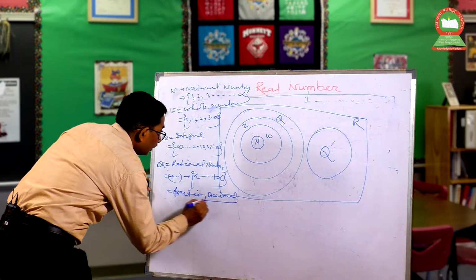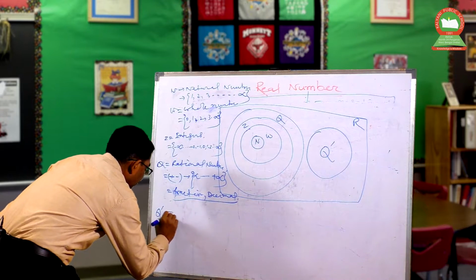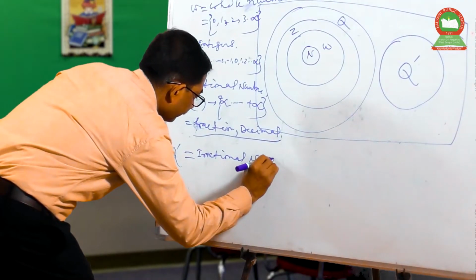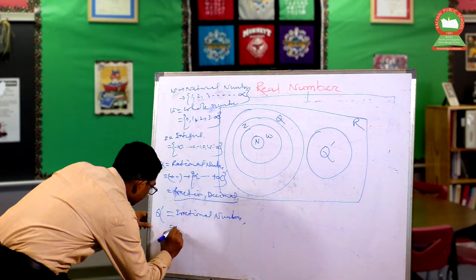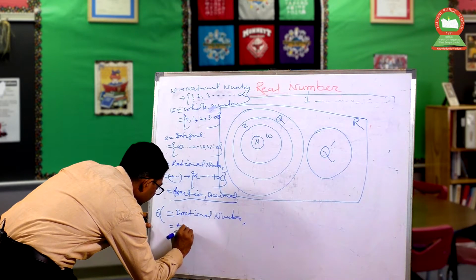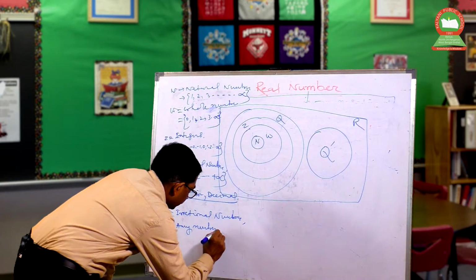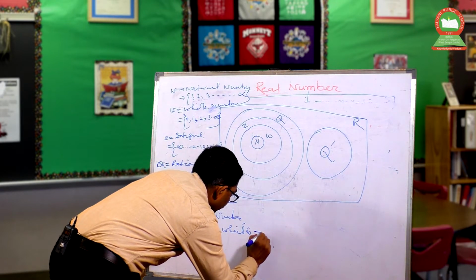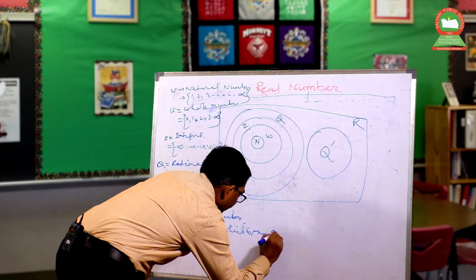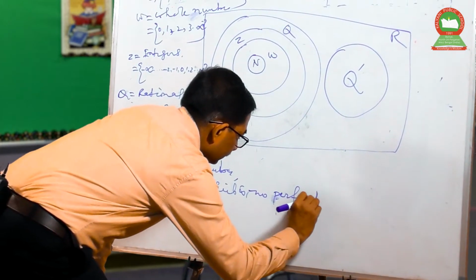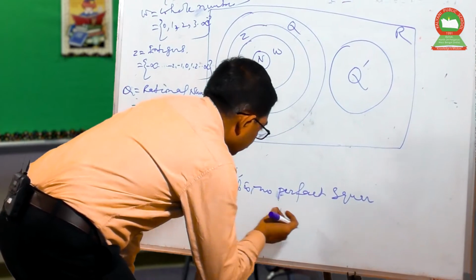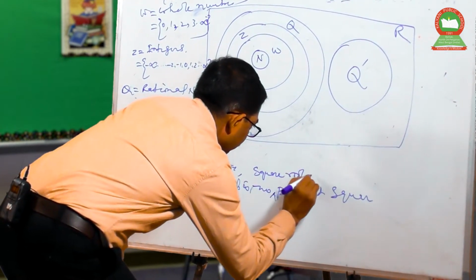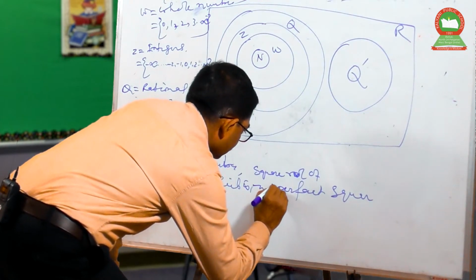And another is called the irrational numbers. An irrational number is any number which is the square root of a non-perfect square number.